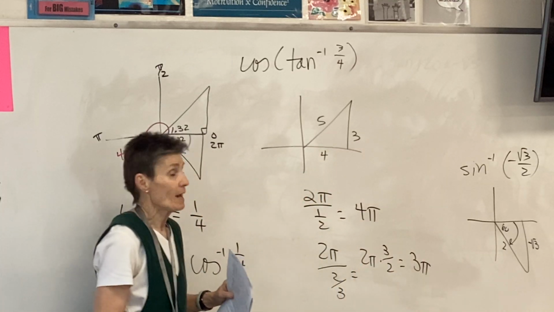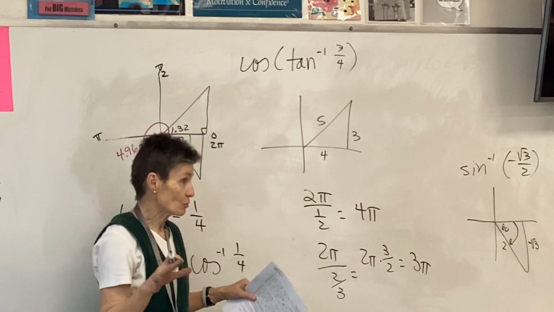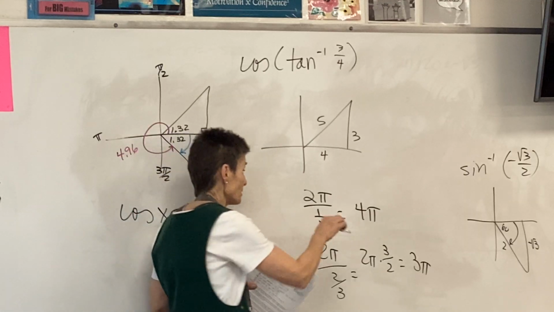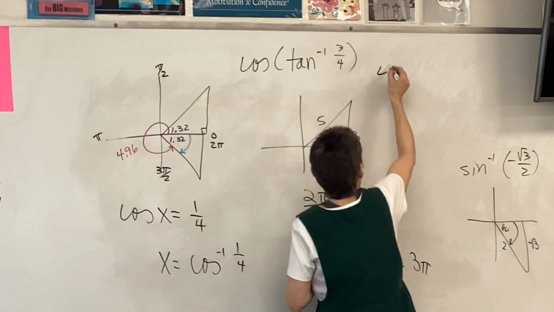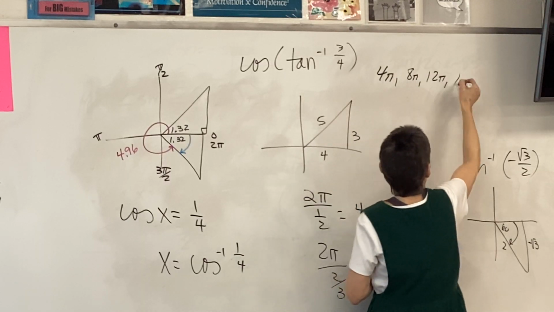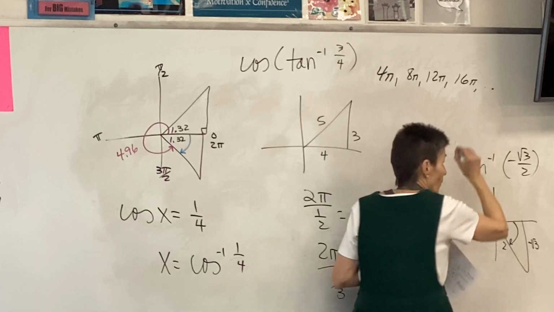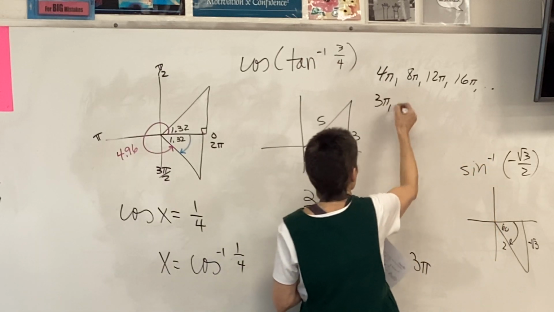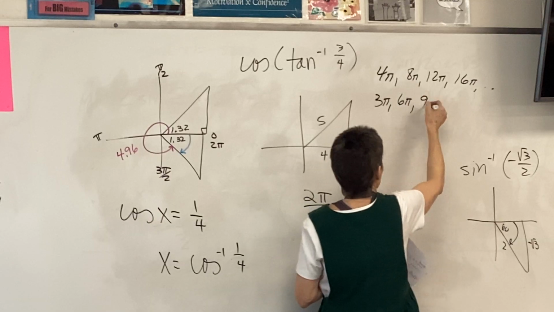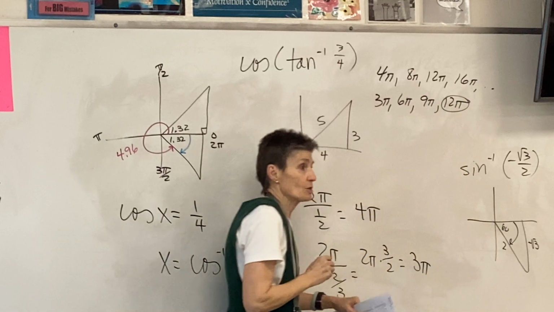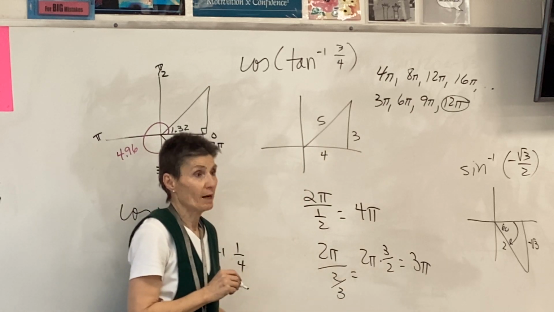They don't match, so it's not sinusoidal, but it is periodic. So this one repeats every 4 pi. So 4, 8, 12, 16, and so on. This one repeats every 3. So as soon as I get a match, I'm done. And right there it is, right? So what's the period? 12 pi.